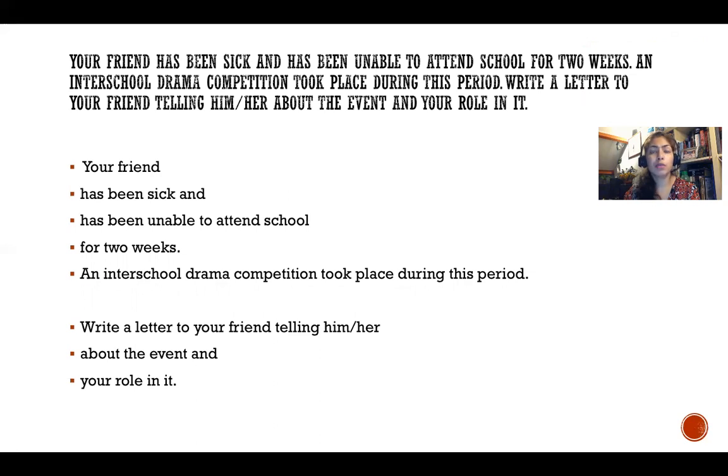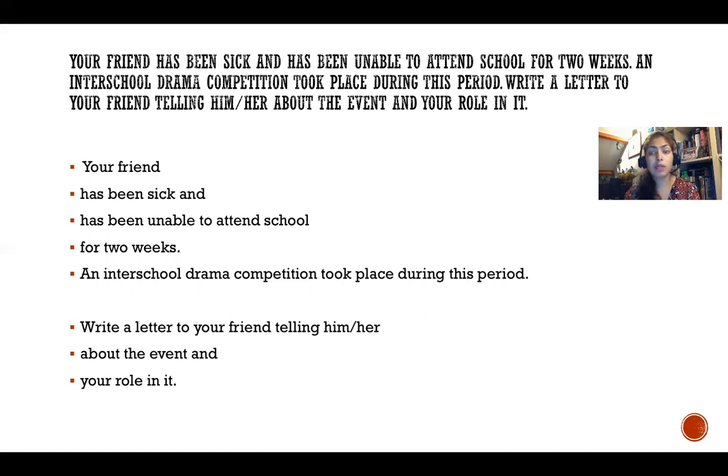Now, what I like to do is to break up the question so that I don't miss out on any elements. So who are you writing to? Your friend. What's happened to your friend? He has been sick and has not been able to attend school for 2 weeks. So these are important details. And also, during these 2 weeks, an inter-school drama competition took place. So you're required to write a letter to your friend, telling him or her, could be a girlfriend or a boyfriend, about the event, that is the inter-school drama competition, and your role in it. So you've played a role in it. Remember, do not miss out on any details. I would make a plan like this and keep ticking it off once I have mentioned it in my letter.